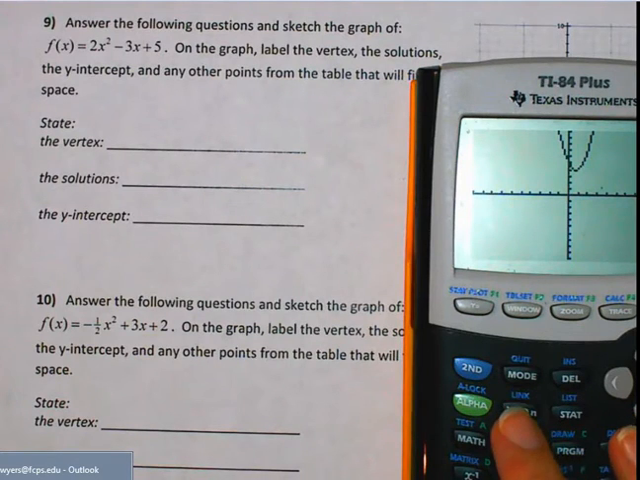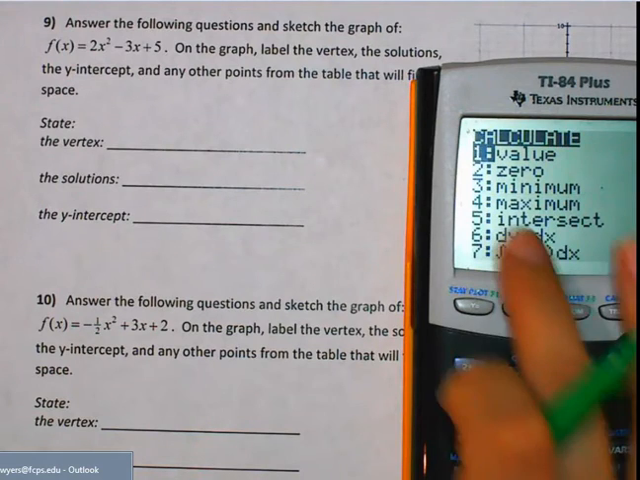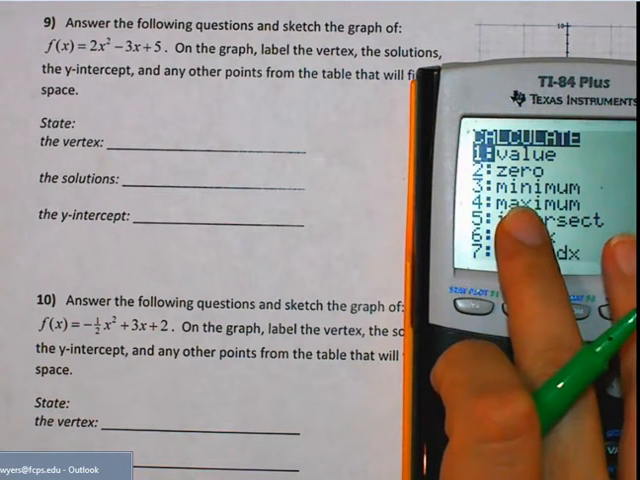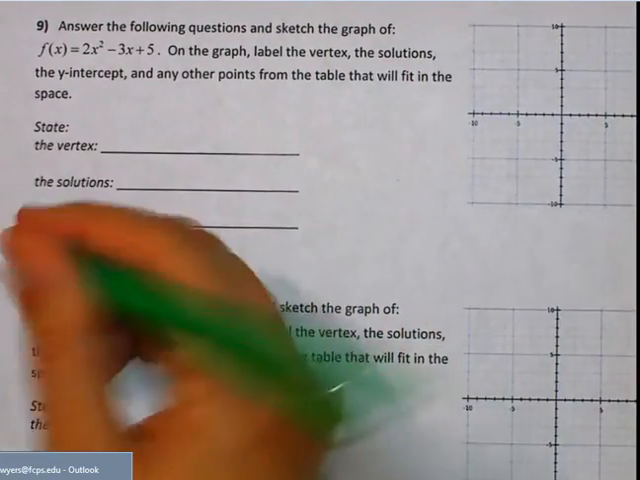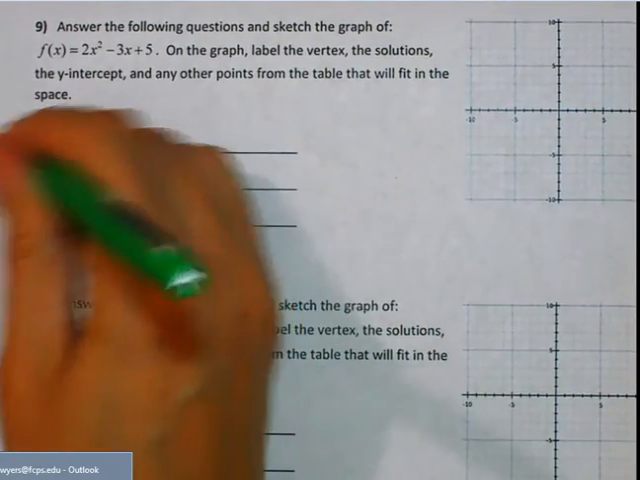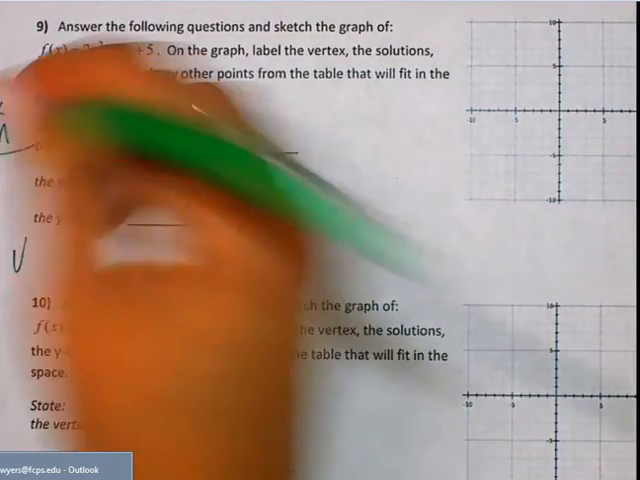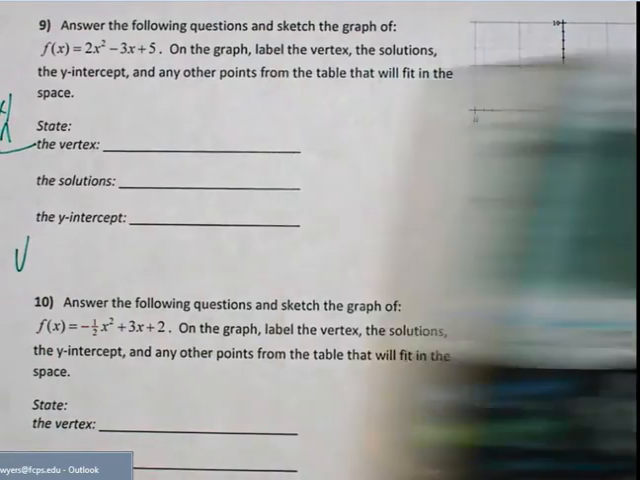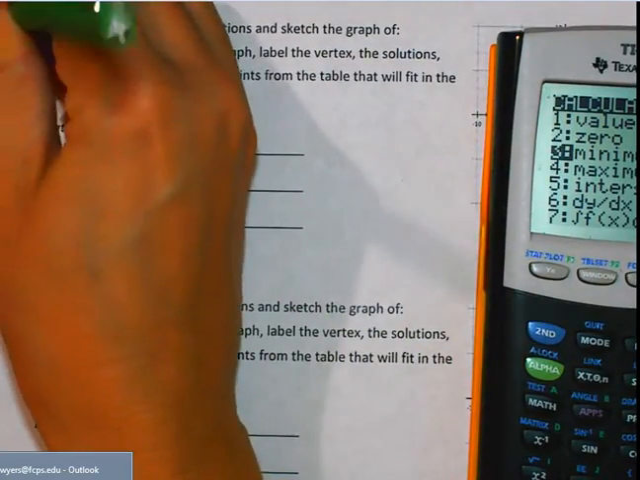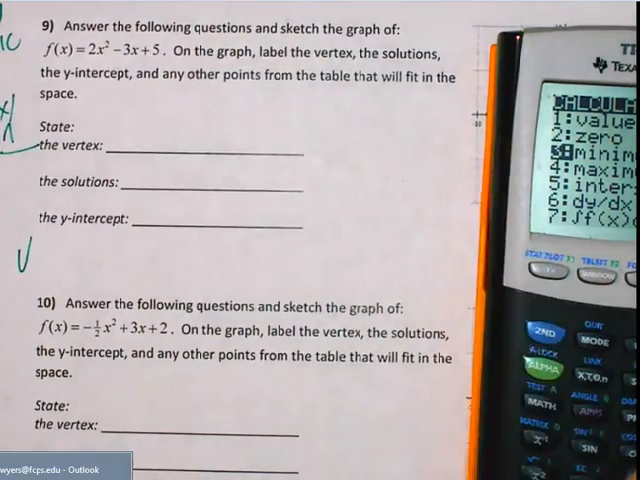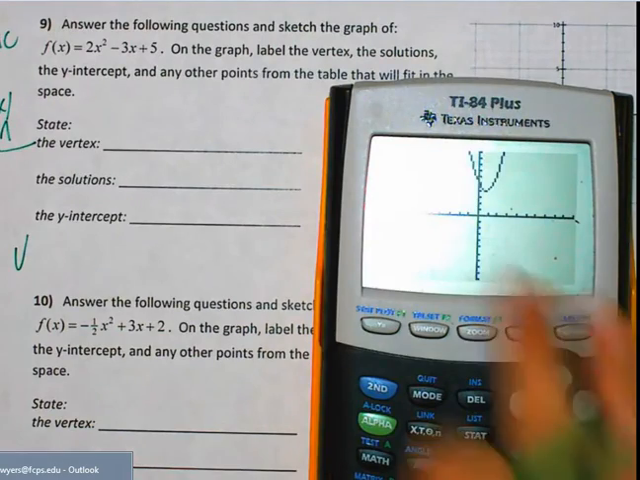To find the vertex, everything's going to be in your calc menu, so you're going to go second trace, and you have to decide if this is a maximum or minimum. In this case, it is a minimum. You might want to write that down so you don't forget. For the vertex, you have to do max or min, depending on the graph. And this is all going to be under the second calc. All right, so we're going to do the minimum.